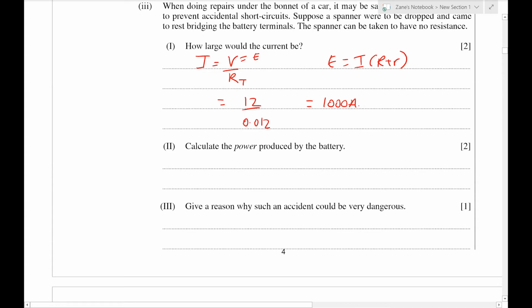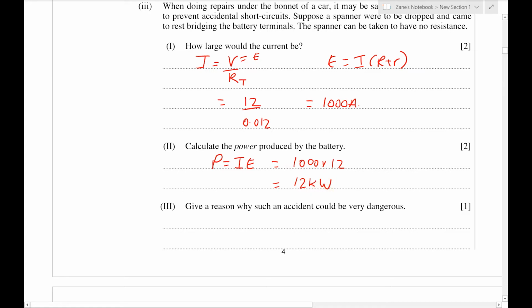To calculate the power produced by the battery, well, here we can just simply use P equals IE, which is a special case of P equals I times V. So we've got 1000 amps times the EMF of 12 volts, which will be 12,000 watts or 12 kilowatts.